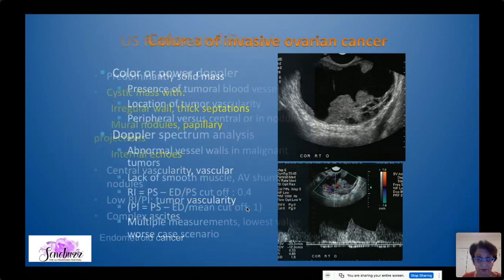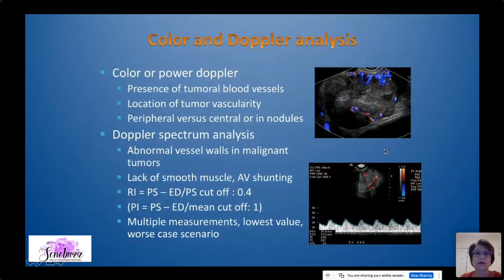And vascularity is also important because what we're trying to do is confirm the presence of tumor vessels. They can be peripheral or in the central portion of the lesion. And these vessels are abnormal. They tend to lack smooth muscle. They tend to have AV shunting. And so they will have this forward flowing diastole with low resistive index.